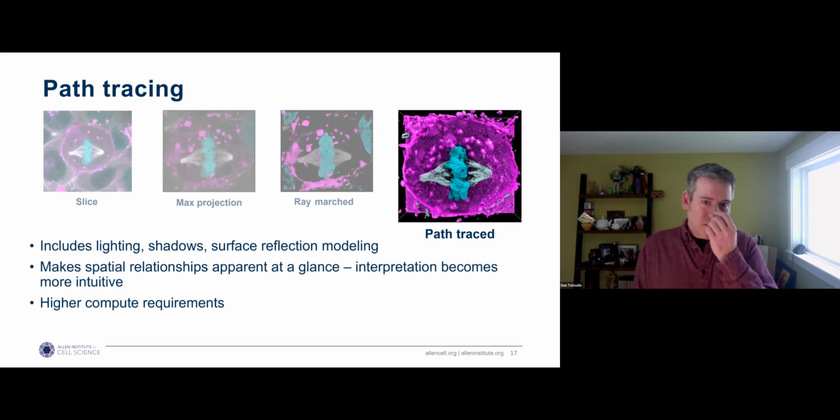So the next jump in complexity comes when we want to add lighting, shadows, and surface reflections. The purpose of this is to make spatial relationships in our 3D data even more apparent at a glance. So I'm going to describe the path tracing algorithm at a high level over the next couple of slides.